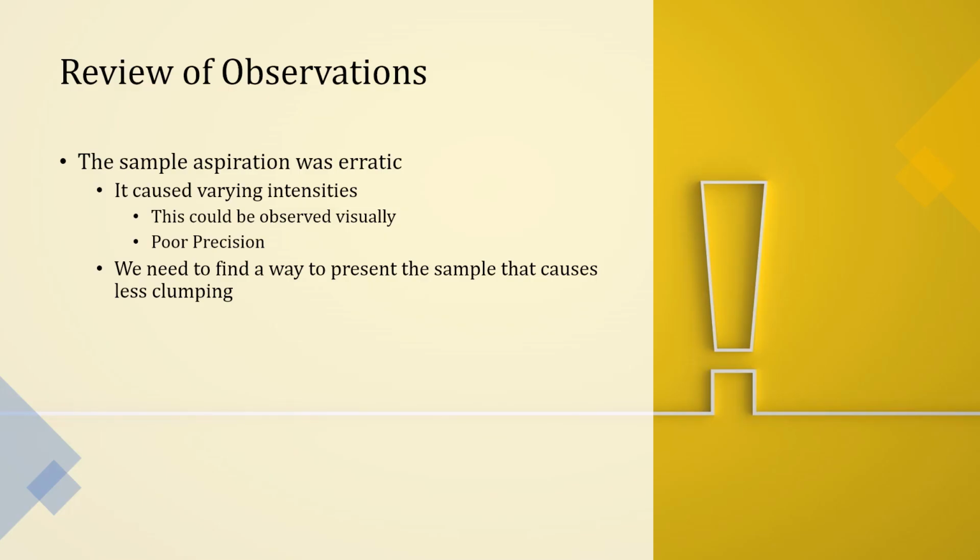So previously we saw that the aspiration was erratic. It caused varying intensities which we could observe visually, and then that translated into poor precision. We need to find a way to present a sample that causes less clumping.